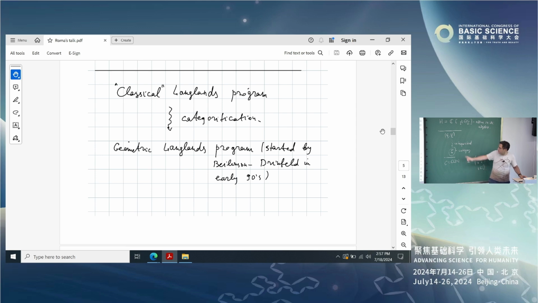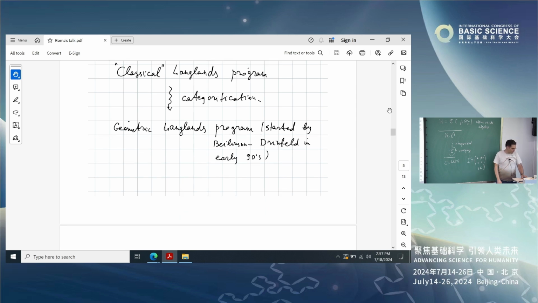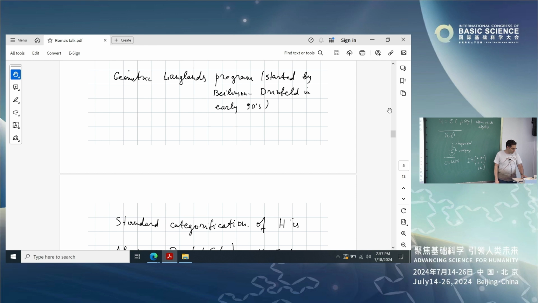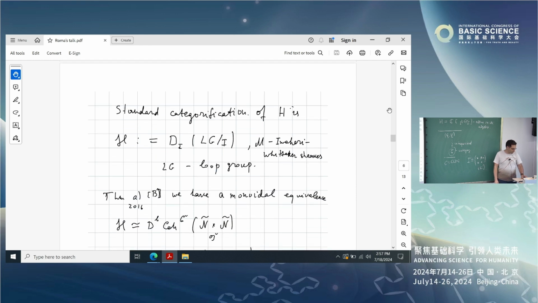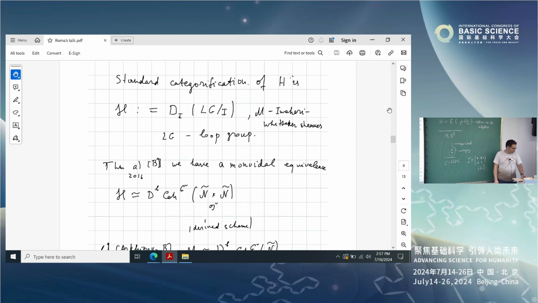Classical Langlands along the lines indicated here. So vector spaces are replaced by categories in a certain way, so that motive and the theory. Time to recall the theory, but a standard step in that story is to use some specific categorification of H on the side.